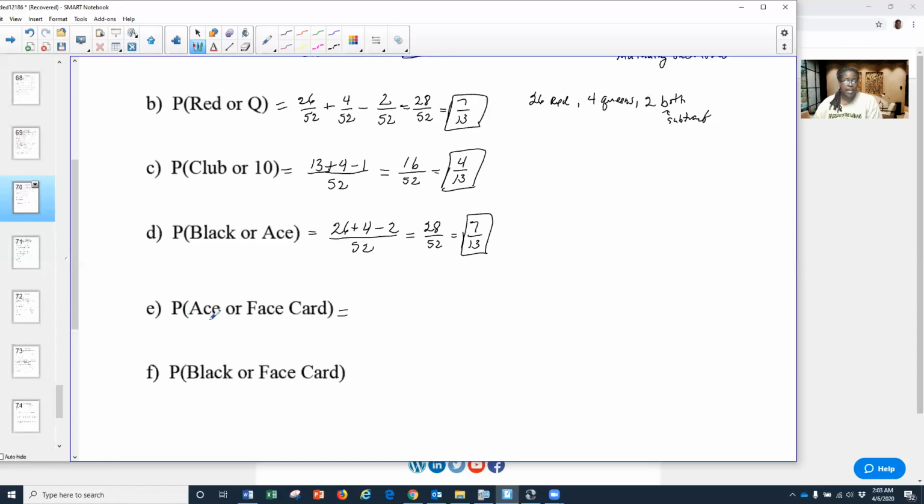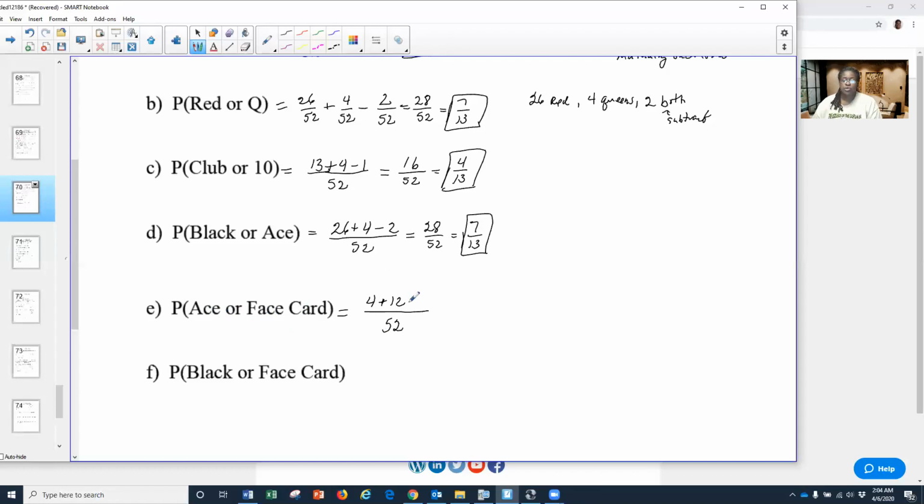The probability of ace or a face card. All right, so here we are with our denominator, standard 52. How many aces do we have? 4. How many face cards do we have? Remember now, face cards, we got 3 per suit. So 3 times 4 is 12. And then, do we have any aces that can be face cards? Do we?